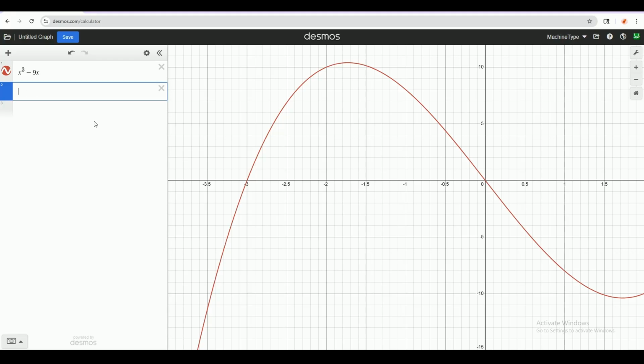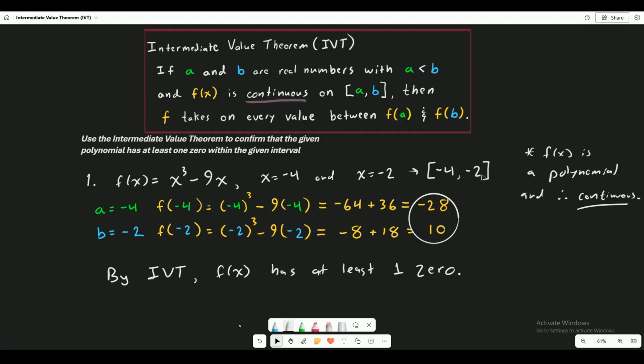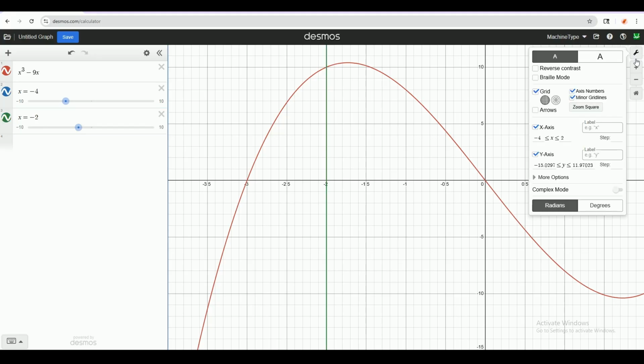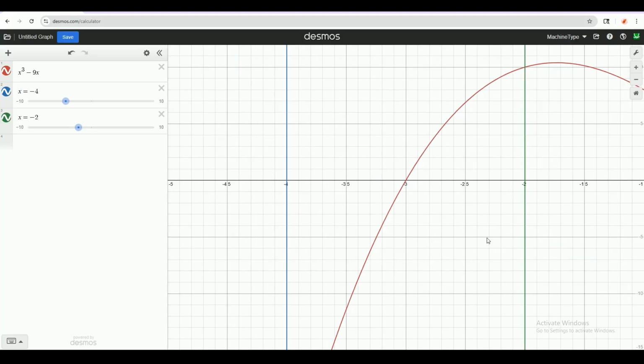Here, let me just draw x equals negative 4 and x equals 2. Were those the intervals we were given? Oh, negative 2. I'm sorry, guys. Negative 2. Always keep a lookout, okay? So that means I have to adjust this right here. Let's just increase it from negative 5 to negative 1. There it is.